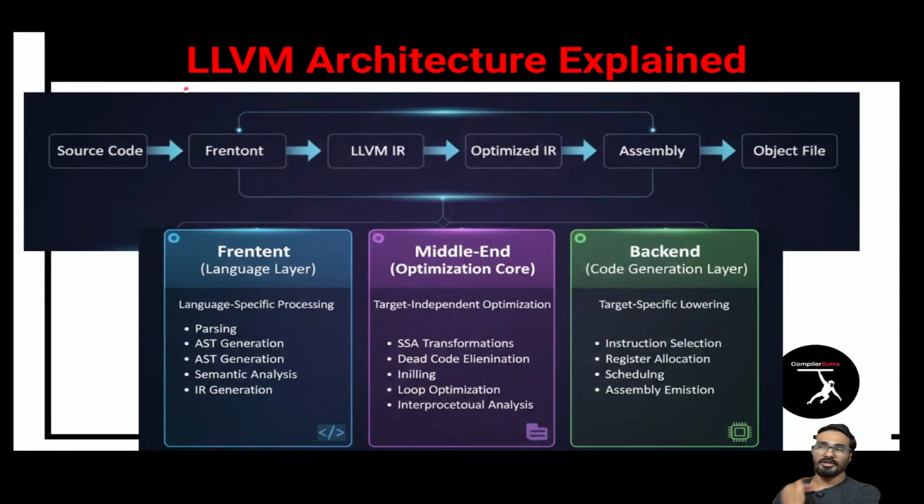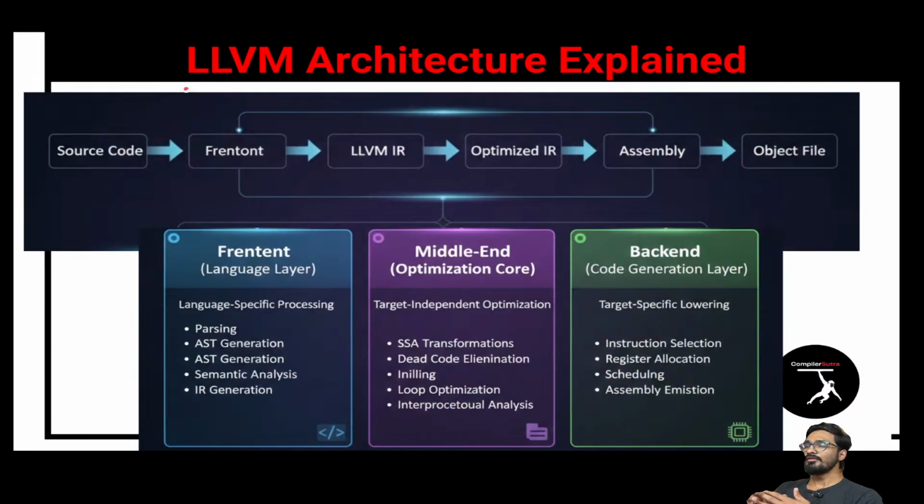So if you see the front end, it's a language layer. So language specific processing happens here. We'll see in detail what each part is doing: front end, middle end, back end. If you are good in compiler design, you must know what the front end does. Front end specific things are to generate the LLVM IR.